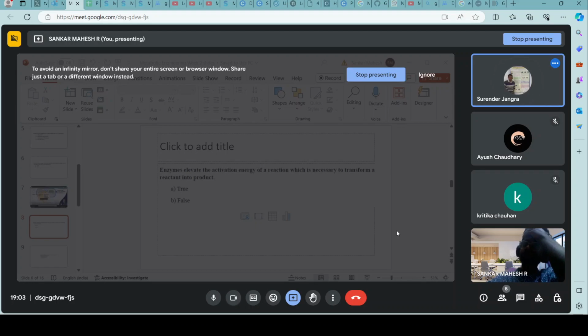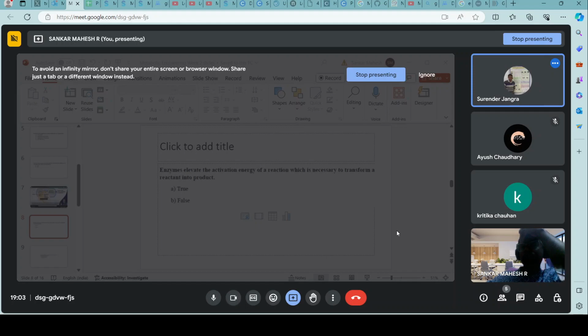Okay. For example, I take the example of a stick. If I have to break the stick into two pieces, I have to first bend it, from a straight stick to a bent stick. It will take some energy. That is the activation energy. We have to bend it, then it will break into products.